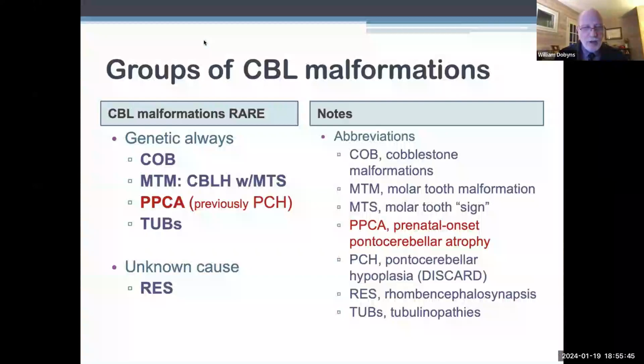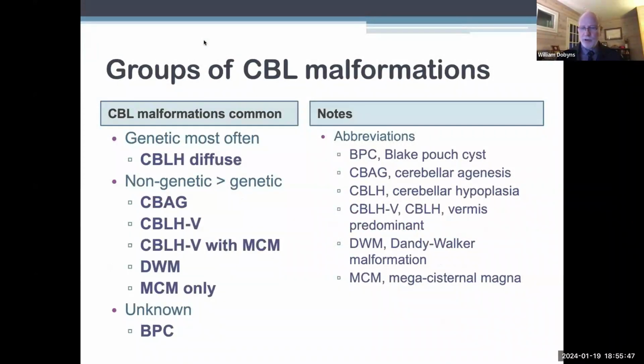All right, and with that, I'll go back here. So here, I'm going to end and just point out that there are really significant differences in the genetic yield and the outcome when you separate these out based on the pattern. So one of the keys is the cerebral hemispheres involved, and is it genetic or not? And I'll address that in the next talk.